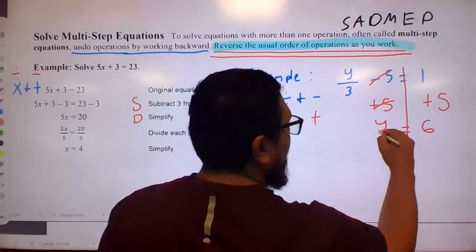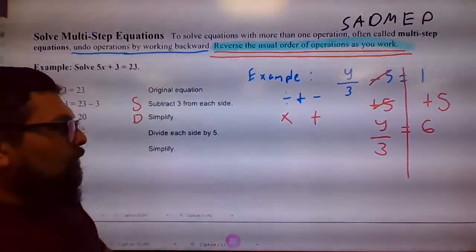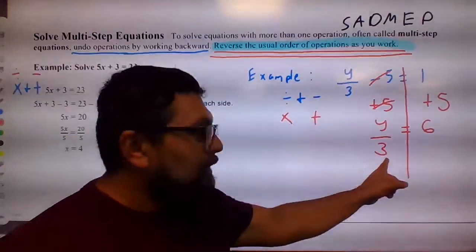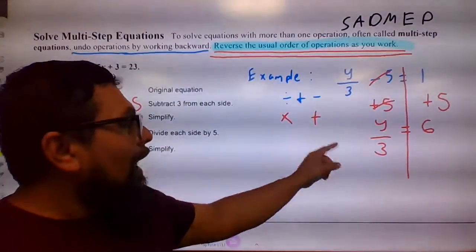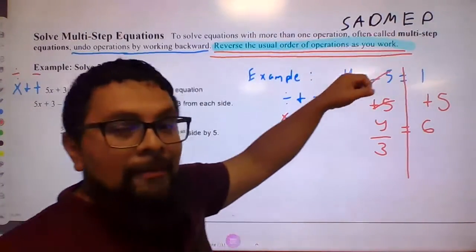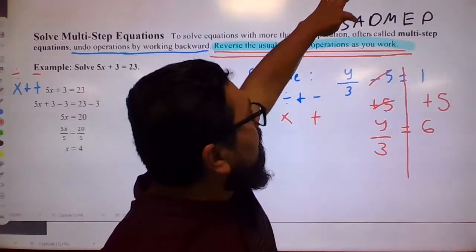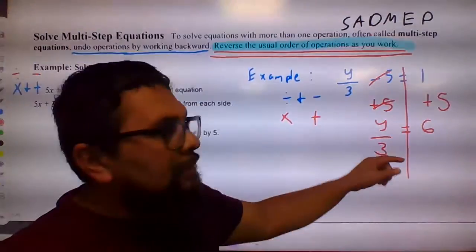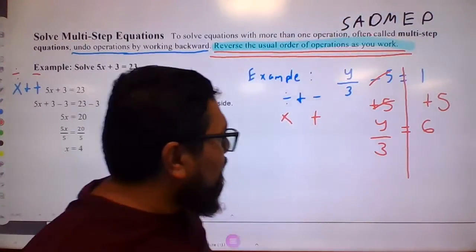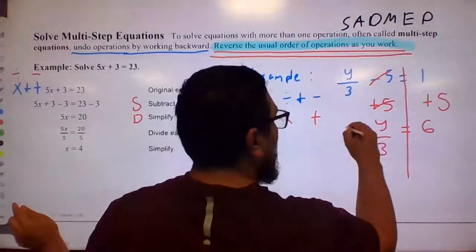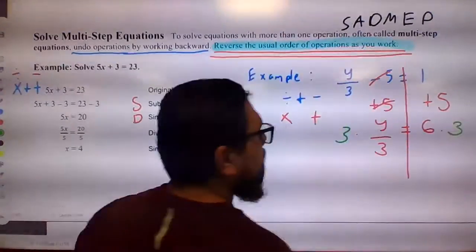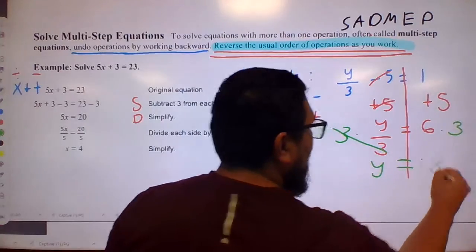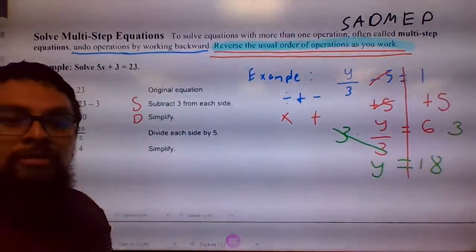Now, we bring this down. y divided by 3. So we already finished the addition. Now we're going to need to use the multiplication. If you forgot, you also see SADMEP up here. We already did the addition. Now we're going to do division. We don't do division because this is already a division problem, but we're going to do multiplication. So we're going to multiply both sides by 3. y equals 18.